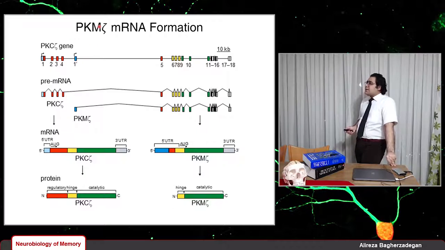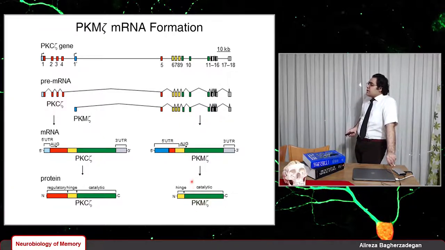But here's the fun part. Protein kinase M zeta's transcription starts at exon 1 prime, this dark blue one, and not at exon 1. The transcription starts at exon 1 prime, and then we splice to exon 5, and we get the mRNA of protein kinase M zeta. The translation of that mRNA starts at the hinge. You can see that we have the 5 UTR, we have the AUG, and the start codon, or AUG, starts at the hinge.